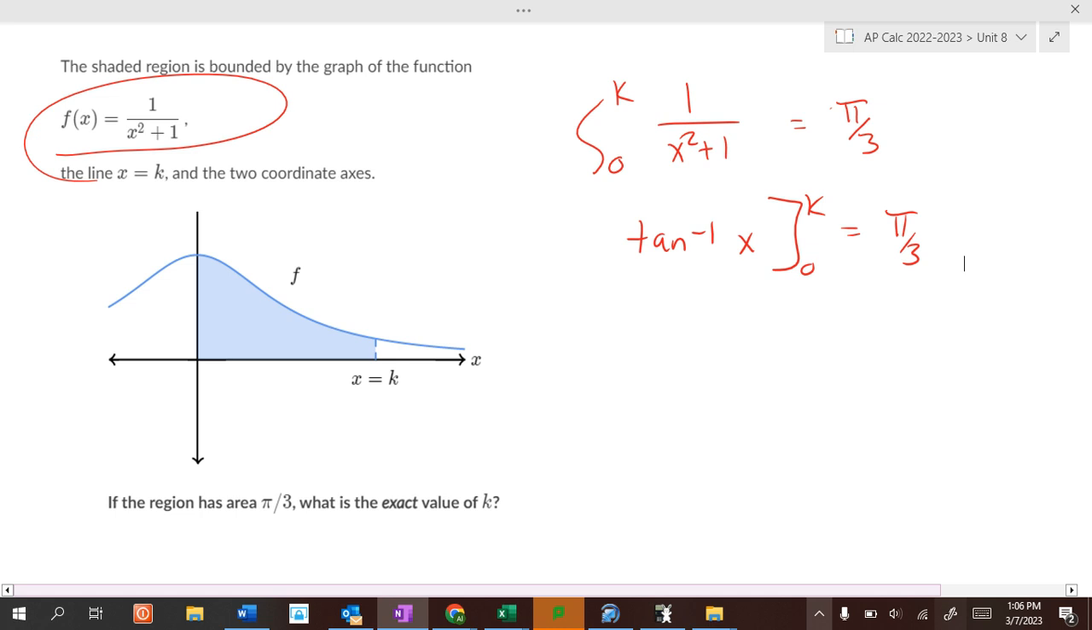All right. So the inverse tangent of k minus the inverse tangent of 0 equals pi over 3. What's the inverse tangent at 0? Think of a unit circle. 0. Because 0 over 1 is 0. Or where tangent is equal to 0 is 0. Okay, so whatever, that's 0. So the inverse tangent of k equals pi over 3.